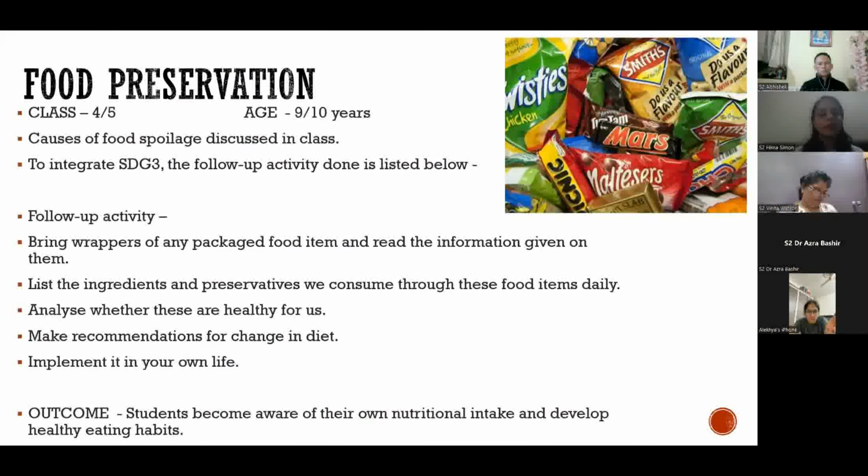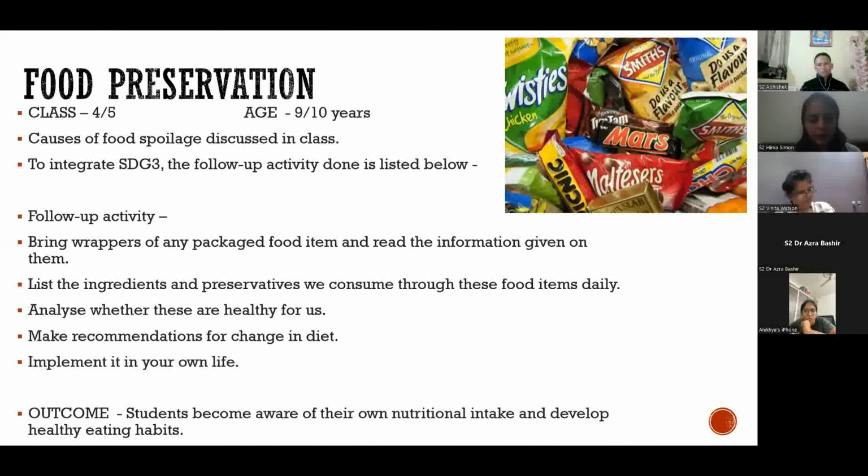The next topic for class 5 was food preservation. In this lesson, we stressed the importance of a balanced diet, the components of food, and the nutrients present in food. Also, the methods of food preservation. For example, there are many different ways to preserve food: canning, vacuum sealing, pickling, salting, etc.